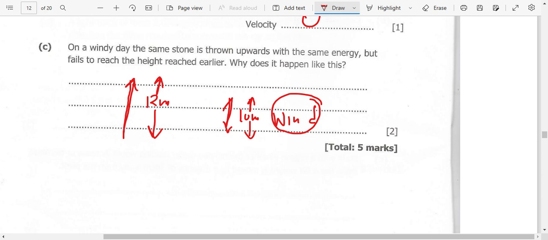Slow down speed. So now explain that better. How can you explain that better now?